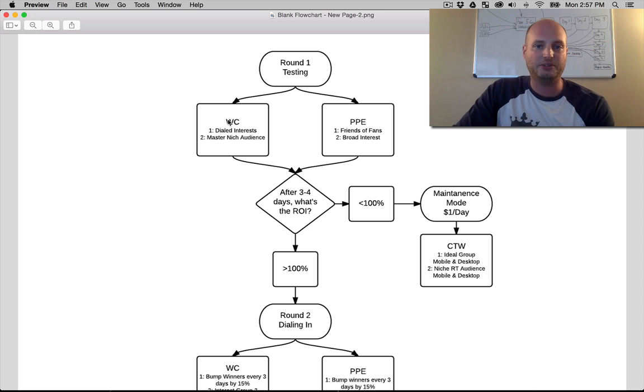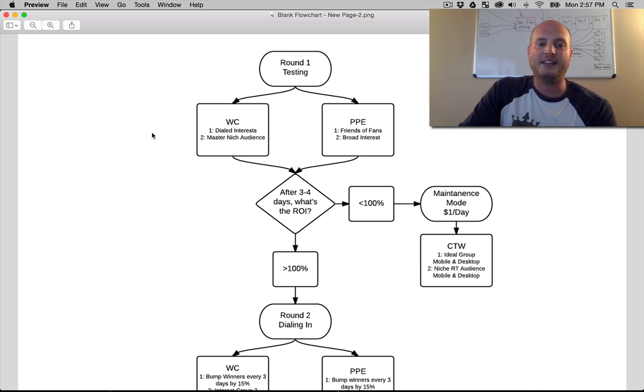We have WC, which stands for website conversion, the type of ad. And on our first ad set, we're using dialed interests, that very dialed group of people, that estimated guess as far as what we think is going to be the best buyers. This will be one single ad set in the website conversions.